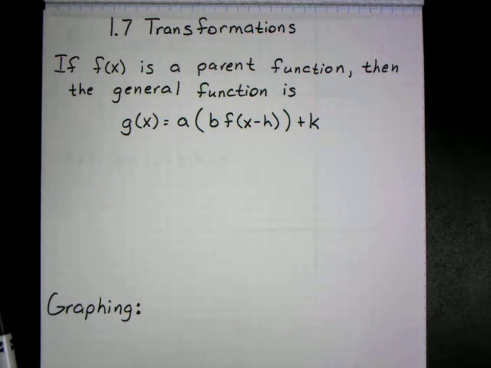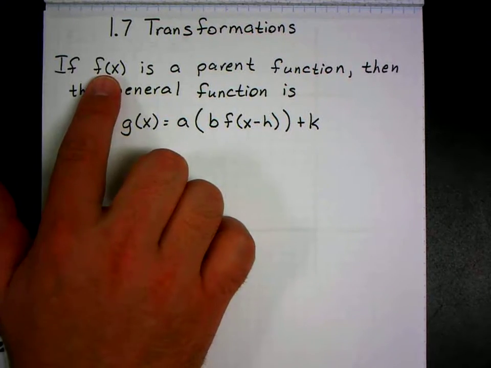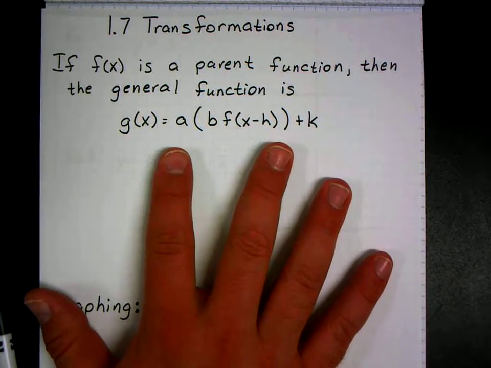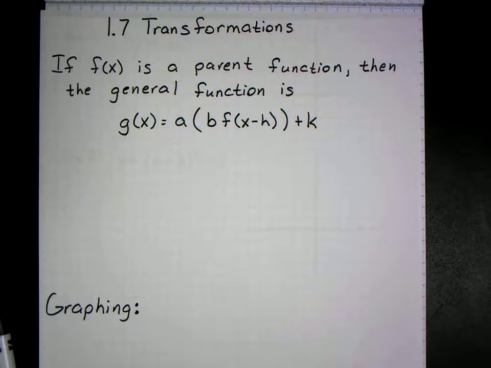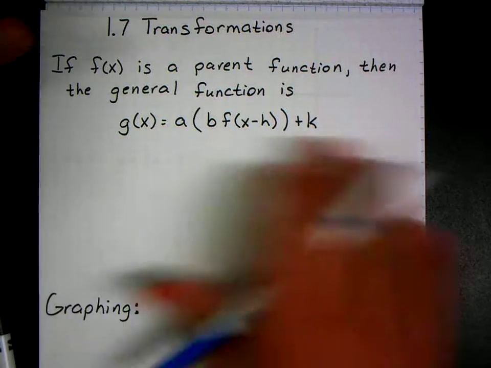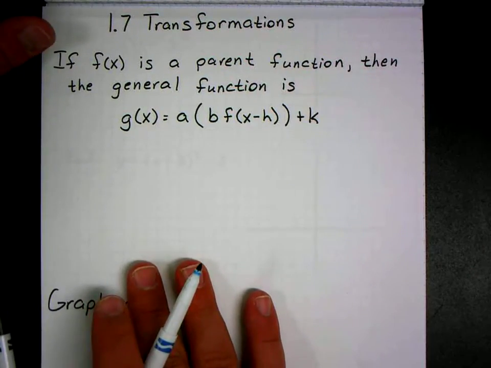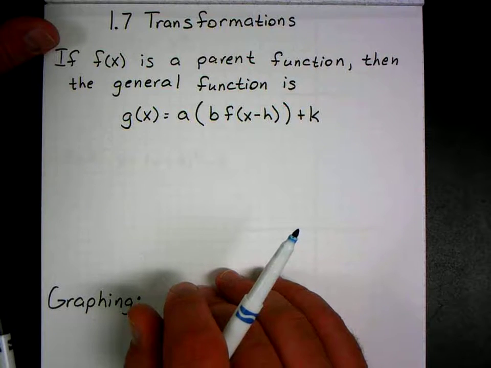So what we're going to be doing is working with what the transformations are and what they mean. I set it up first. If you have your parent function, then this is the generic form of the general function for any of our parent functions. I'm going to write down what each of the letters mean, and then we'll go through and do examples of graphs with each of these in there.